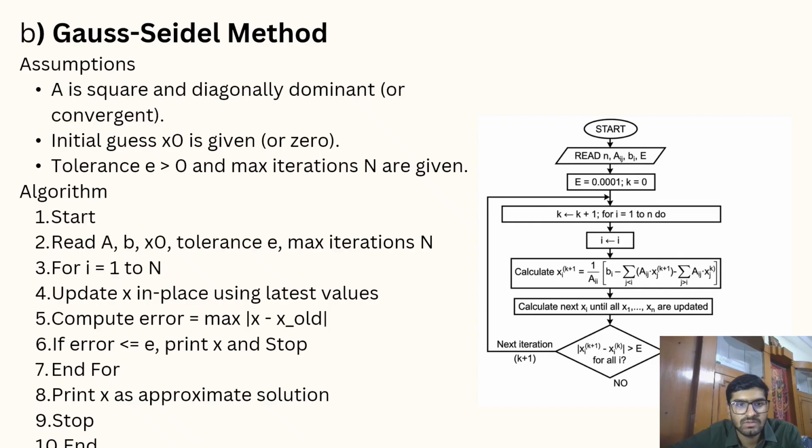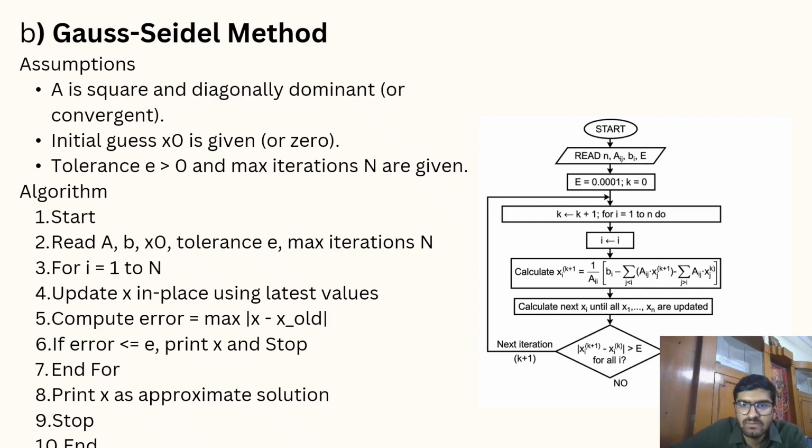For i equals 1 to n, update x in place using the latest values. Compute the error as the maximum of x minus x old. If the error is less than epsilon, print the value of x and stop the for loop. And after that, print the value of x as the approximate solution and end the algorithm.